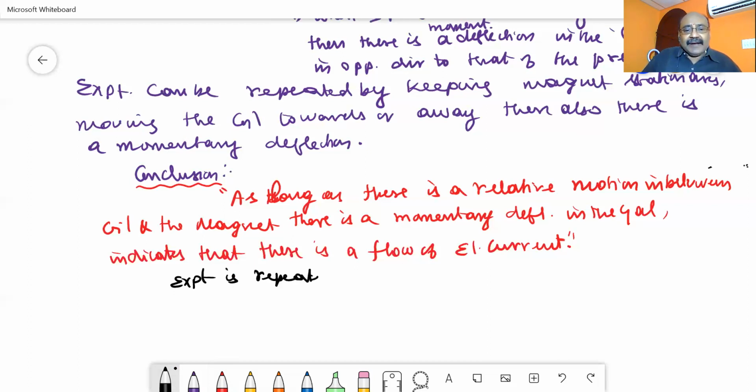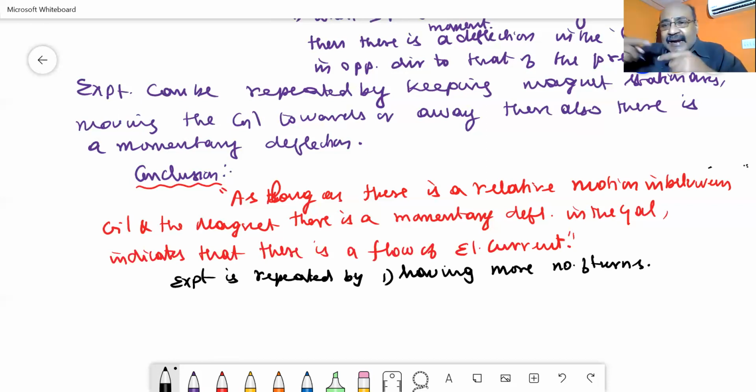The first one: the experiment is repeated by having more number of turns. If the coil has some 100 or 150 turns, and you increase the number of turns to 200 or 250, then when you move it, you can increase the amount of deflection. So by having more turns, we can increase the amount of deflection.